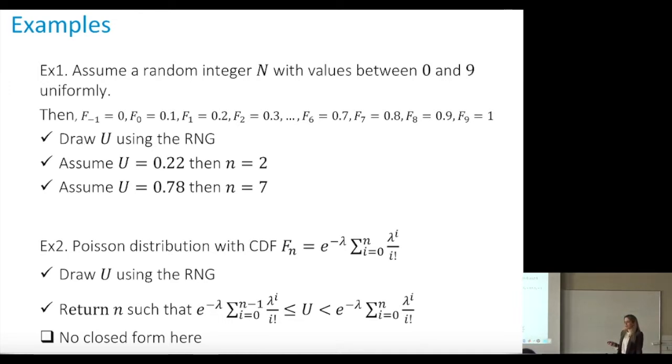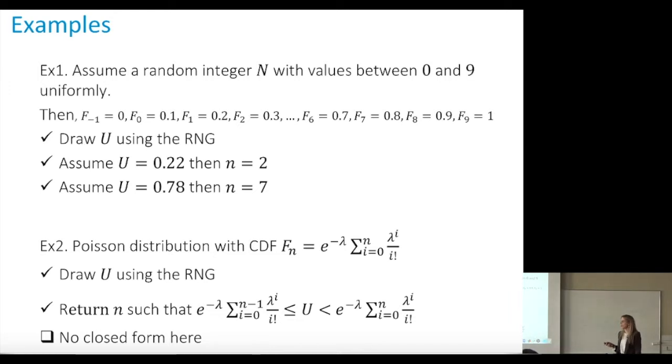Now this was a simple distribution. We probably want to apply it for a Poisson distribution, let's say, with a cumulative distribution function given by this formula. So we draw u using the random number generator, and then we return n such that F of n minus 1 is less or equal than u, which is less than F of n. And for this we need to compute for different n and find which n is the correct one, because there's no closed form formula.